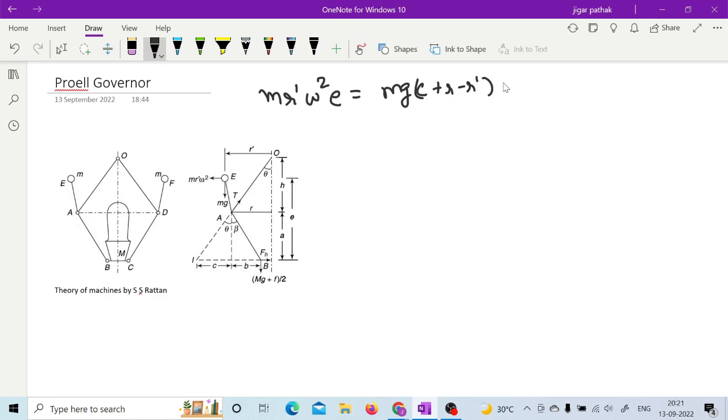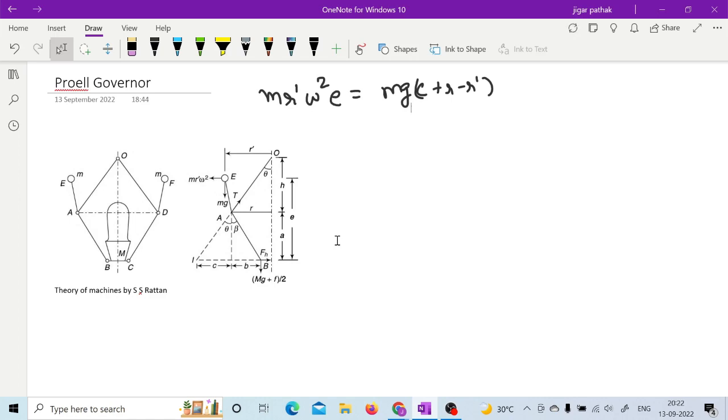right? Sir, was there any practical problem with Porter governor? Actually in case of Porter governor also, that mg plus f and this mg minus f, until and unless that particular force is reached, your sleeve is not going to start moving, right? So that is why sensitivity is also less in case of Porter governor also. So by extending these links, we can achieve somewhat higher sensitiveness.